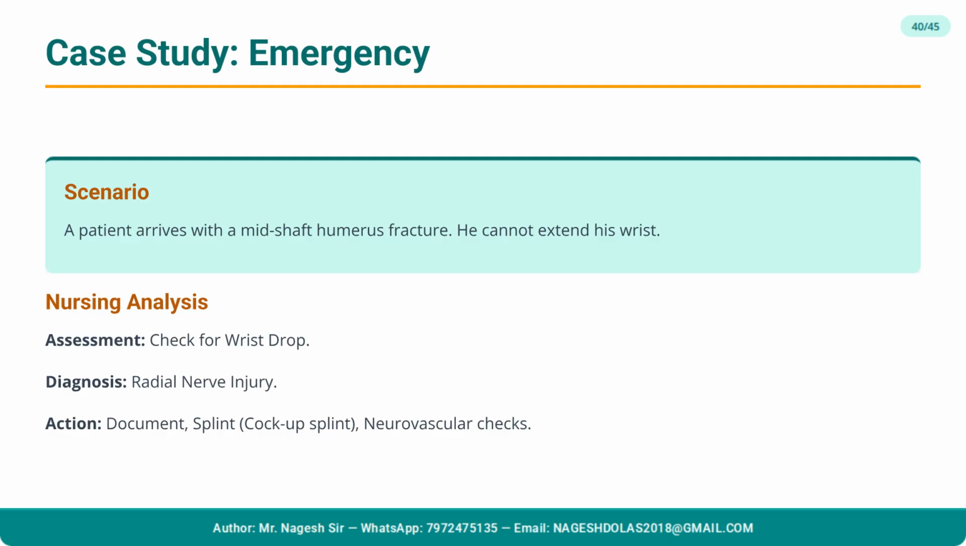In this case study, a patient with a mid-shaft humerus fracture cannot extend his wrist. This suggests a radial nerve injury. Nursing actions involve documentation, splinting, and neurovascular checks.